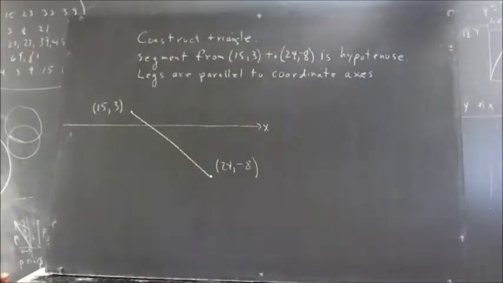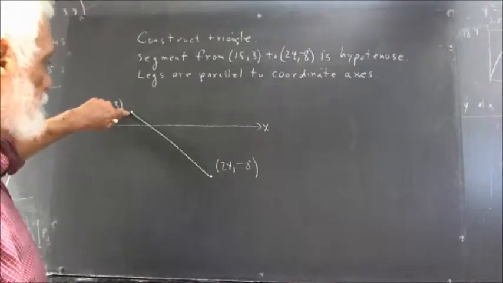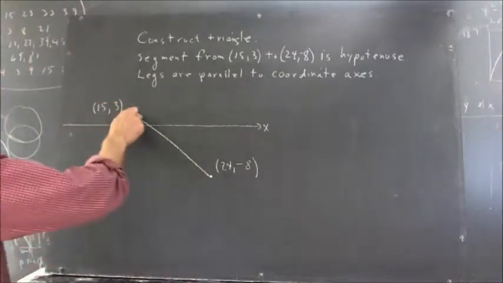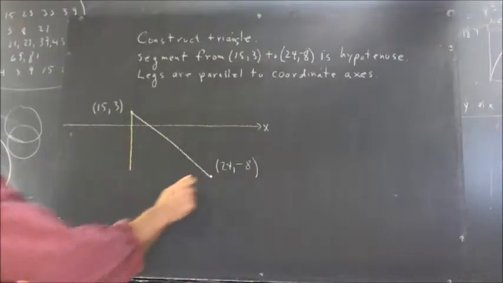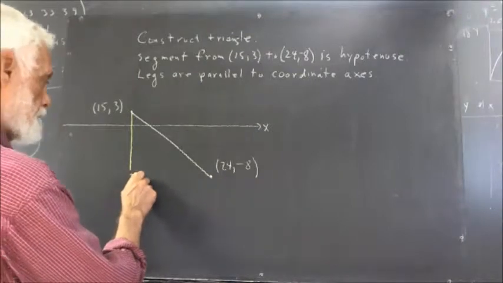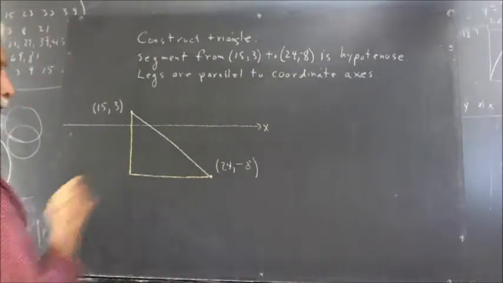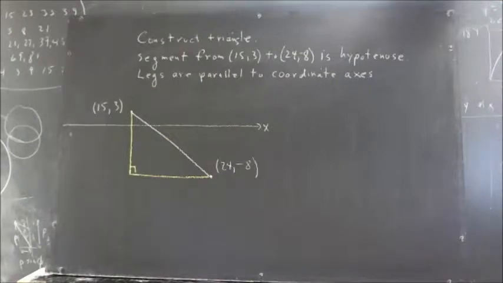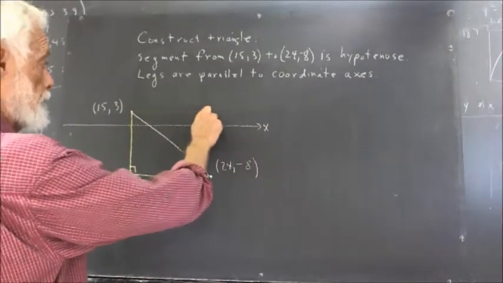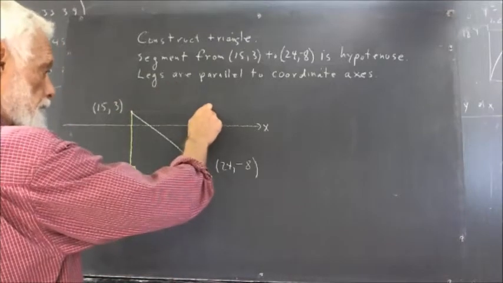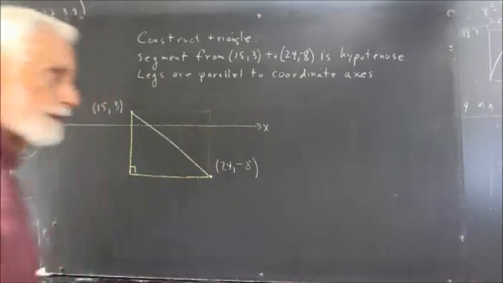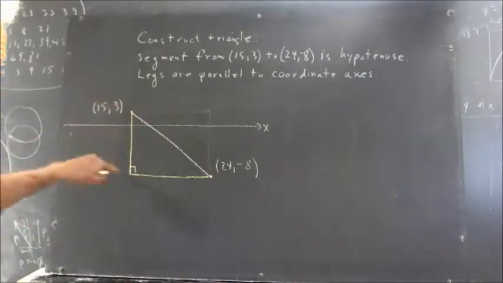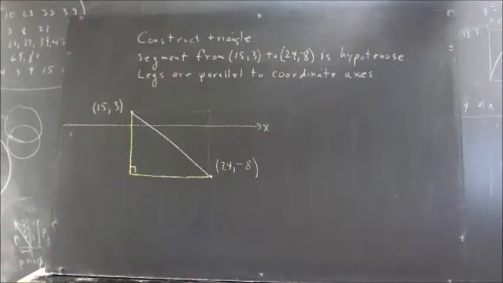Now one possibility is that the vertical leg runs from (15, 3) in the downward direction until it joins a leg from (24, -8), which runs in the horizontal direction. And of course, this is going to be a right triangle since the coordinate axes are perpendicular to one another. Now there's another triangle. You could have just as easily sketched the triangle, I'll just do this lightly, where the horizontal leg goes from this point and the vertical leg is here. So this triangle is just as good as this triangle, but since I drew this one, that's the one we're going to use. And you would see what to do with the other triangle.